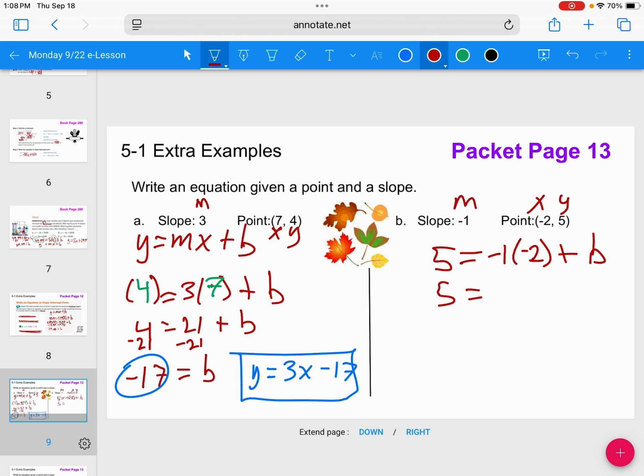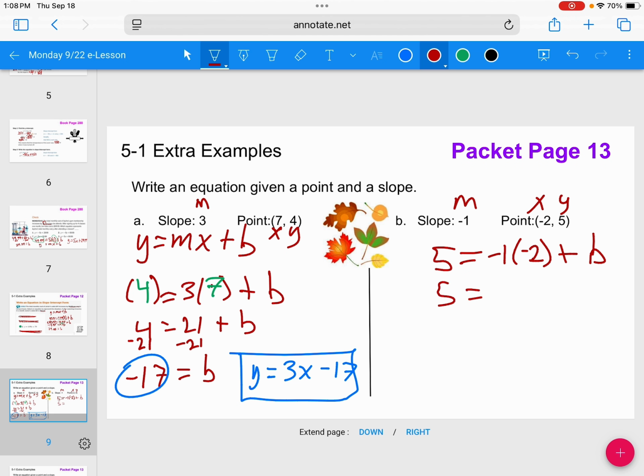So now that I have b, I have m, and x and y are going to stay x and y, I can go ahead and write out my final equation. y equals -1x plus 3, and the 3 came from here. It was the b. So this is my final answer.